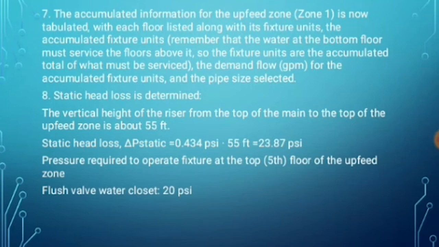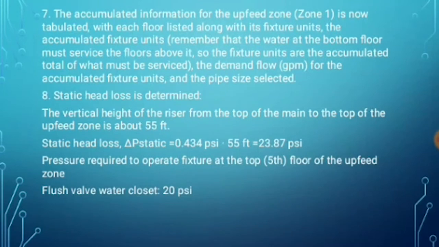Number 7. The accumulated information for the upfeed zone is now tabulated, with each floor listed along with the fixture units. The accumulated fixture units must service the floors above, so the fixture units accumulated total what must be serviced. The demand flow in GPM for the accumulated fixture units and the pipe size selected. 8. Static head loss is determined.